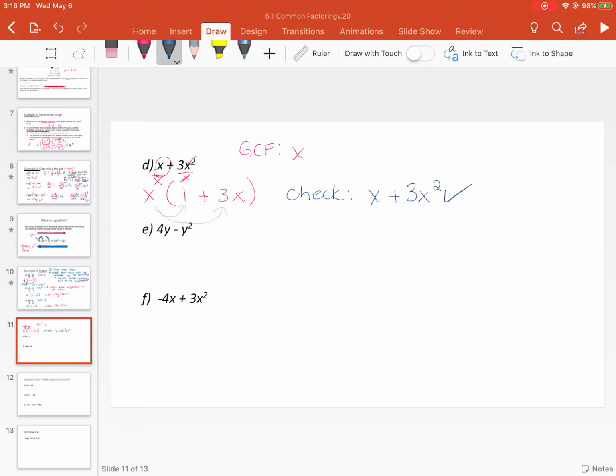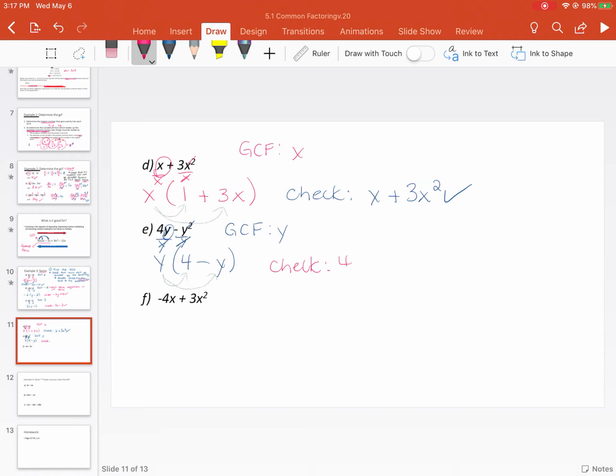1 times x is x. 3x times x is 3x squared. So that's the question. And then down here now, the greatest common factor is the lowest variable again, which is y. So divided by y, they cancel out. So you're left with 4. Divide by y, that cancels, and you're left with 1.